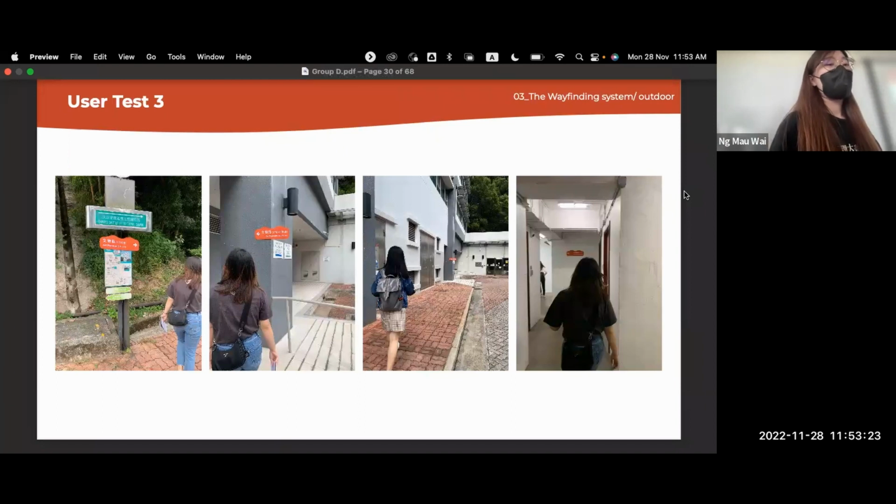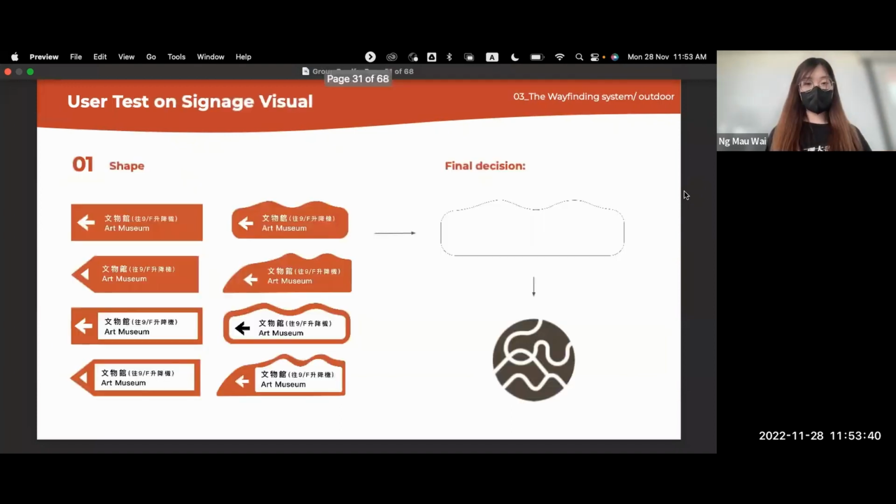After this improvement, in our user test 3, our users responded that finding the art museum with this outdoor signage is easier and clearer, as the outdoor signage is very conspicuous. So they can very easily spot the signage, and then they can find a way to the art museum.